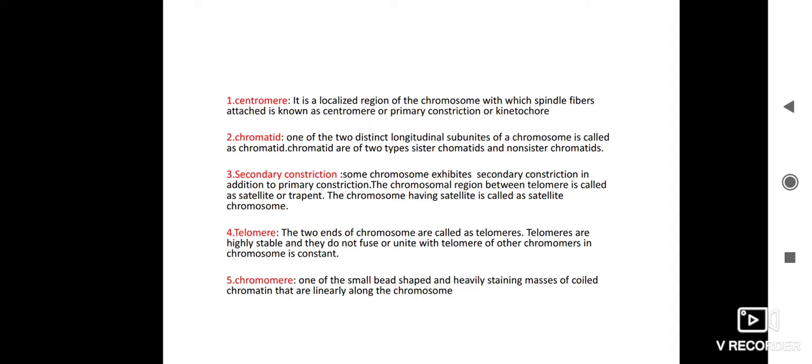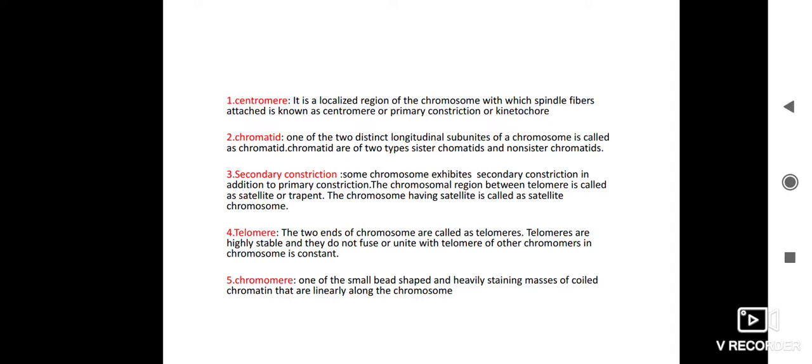Secondary constriction. Some chromosomes exhibit secondary constriction in addition to primary constriction. The chromosomal region between the secondary constriction and telomere is called satellite or trabant. The chromosome having satellite is called a satellite chromosome. Telomeres. The 2 ends of chromosome are called telomeres. Telomeres are highly stable and they do not fuse or unite with the telomere of other chromosomes, so the chromosome is constant.